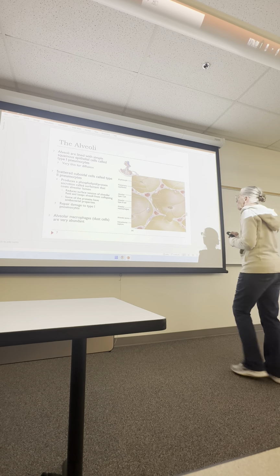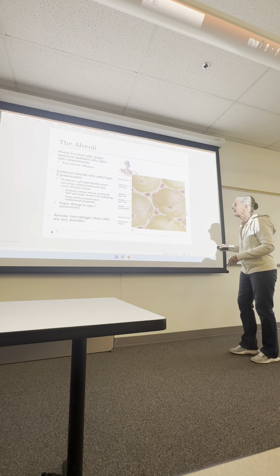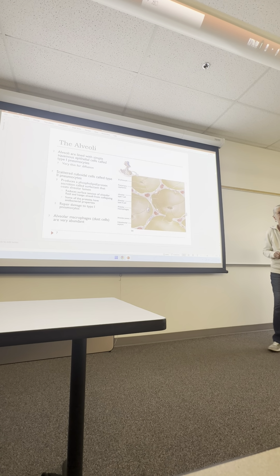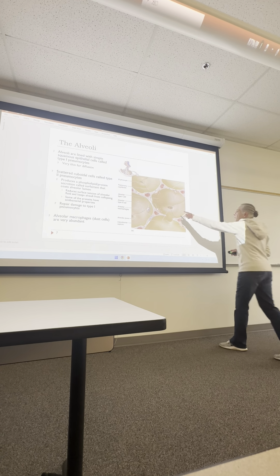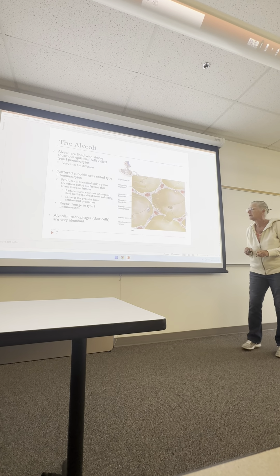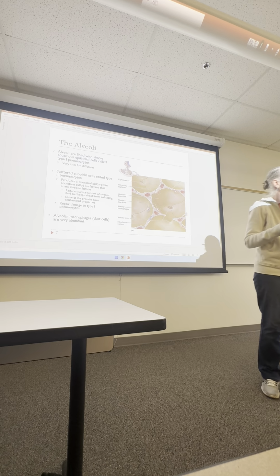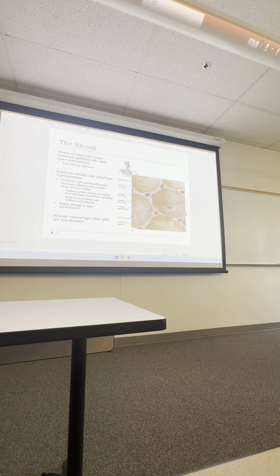So we got the type 1s, we got the type 2s, and we also have these dust cells or alveolar macrophages going around, Johnny on the spot, making sure that everything that could possibly go wrong down there in the alveoli is taken care of by these guys. We also have alveolar pores. What are these for? Connecting alveoli, keeping the pressure equal among all the alveoli.